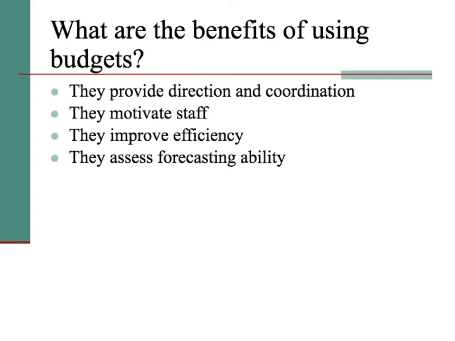Then they can assess forecasting ability. So let's say, for instance, there will be some costs that are unplanned for. If your vehicles break down or if a piece of machinery is broken, you can't perhaps foresee those things, but there will be some things that you can plan for in the future, and you can see how it affects the income or how it affects the revenue or how it affects the profitability that you have budgeted for.